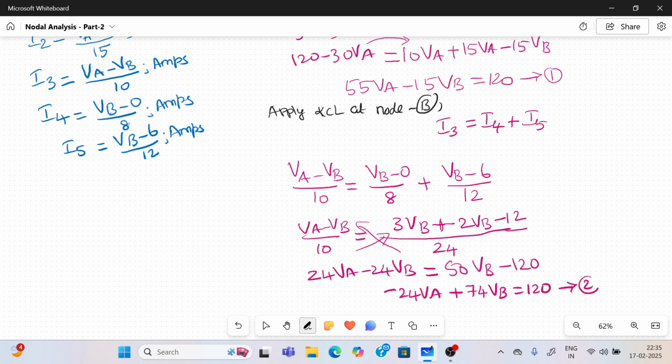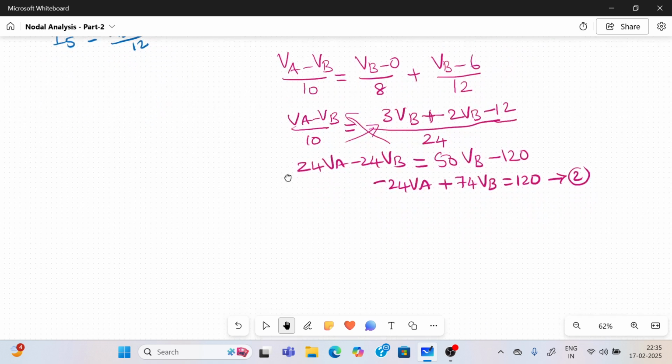Equation number 2. I will move this 120 on this side. So this will be this side. Okay. So this minus 24 will come this side as plus 24. So this 74 VB. This 24 will come on this side as minus 24. This 120 will come on this side as plus 120. Okay. Now we have two equations.